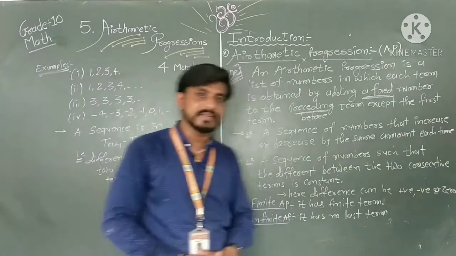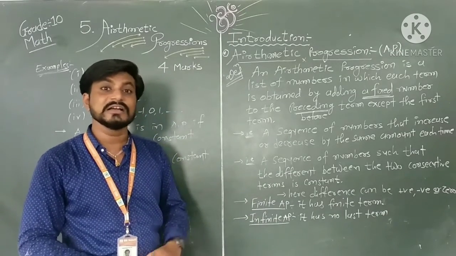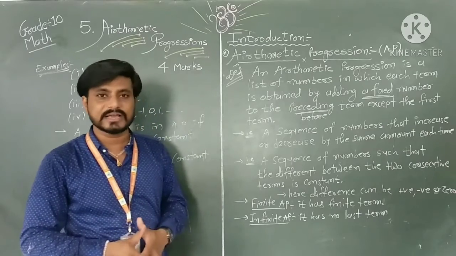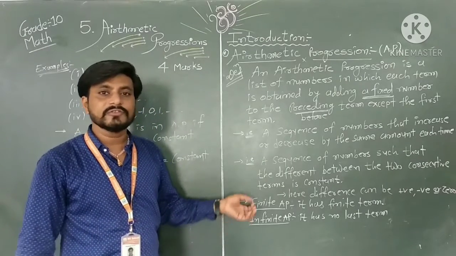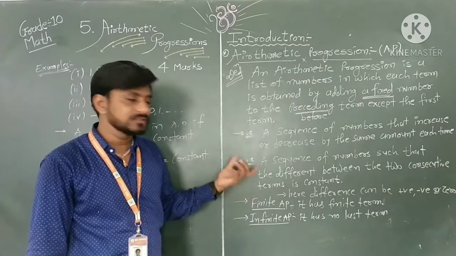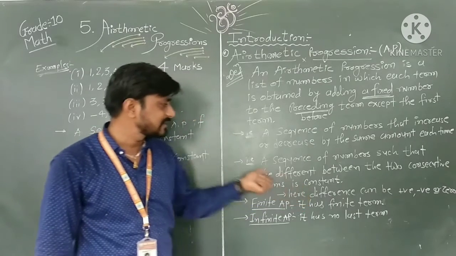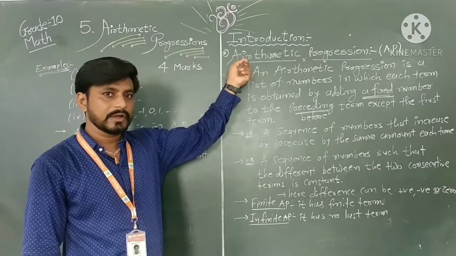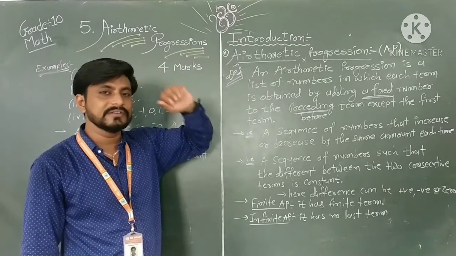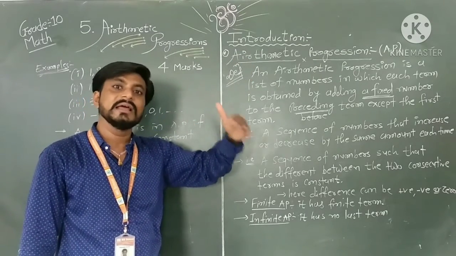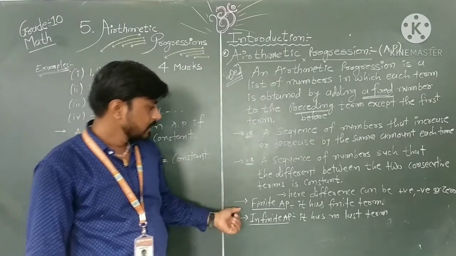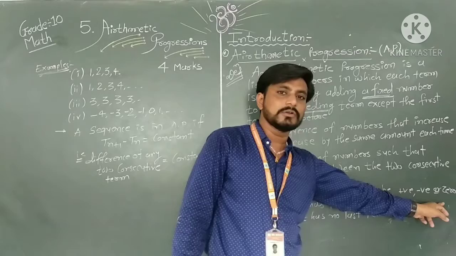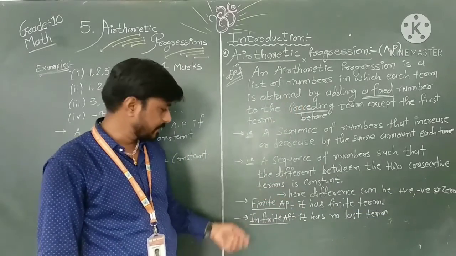Directly we cannot say whether it's a sequence, a progression, or an arithmetic progression. We have to check if the difference of two consecutive terms is always constant; then we can say that the given sequence is an arithmetic progression. Okay, it's a minor difference between sequence, progression and arithmetic progression. Here the difference can be positive, negative, or zero, depending on the data.